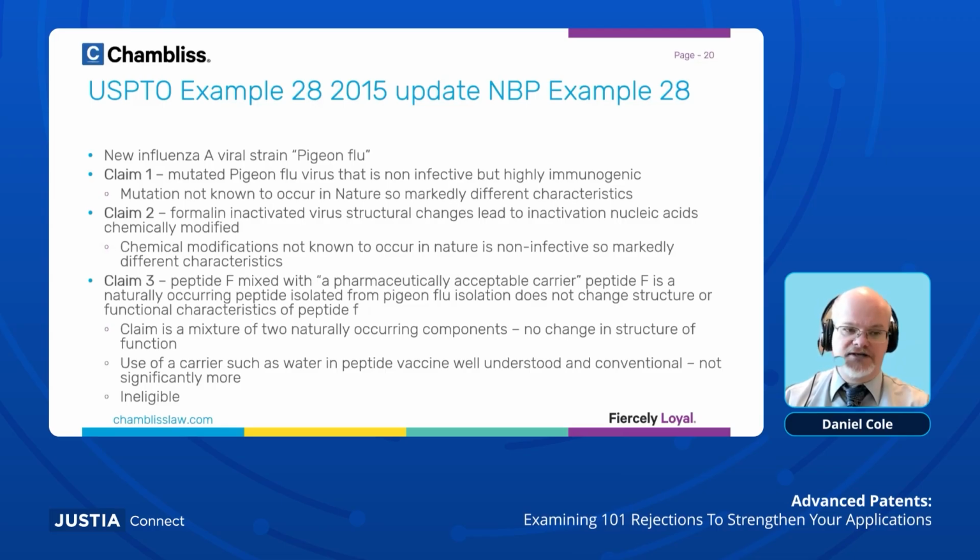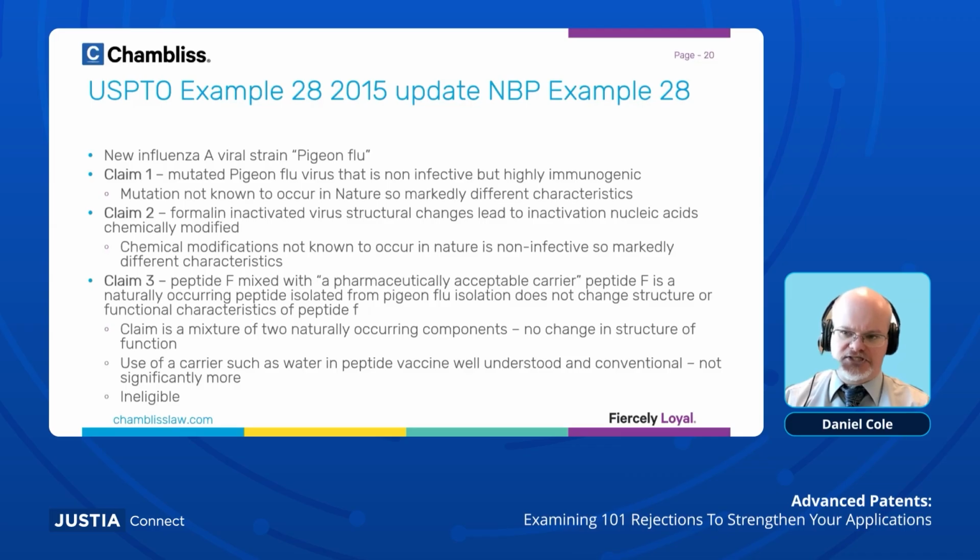Claim 3, peptide F mixed with a pharmaceutically acceptable carrier. Peptide F is a naturally occurring peptide isolated from pigeon flu. You don't change the structure or the functional characteristics of peptide F. You're just adding a pharmaceutically acceptable carrier. And importantly, this pharmaceutically acceptable carrier is not attached to peptide F.